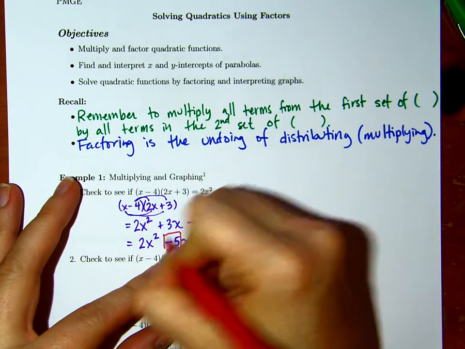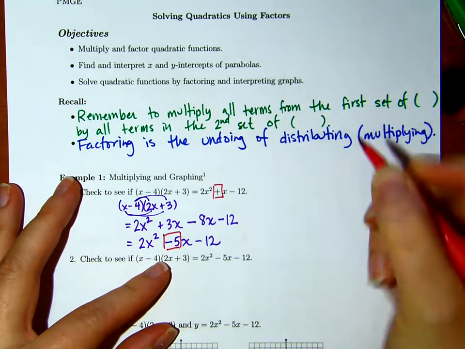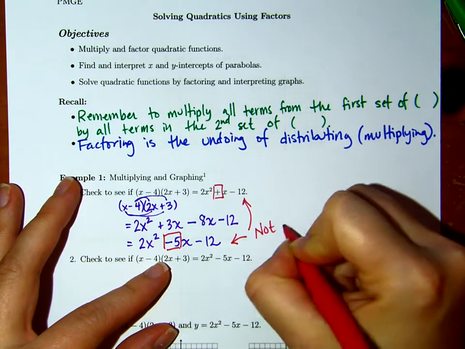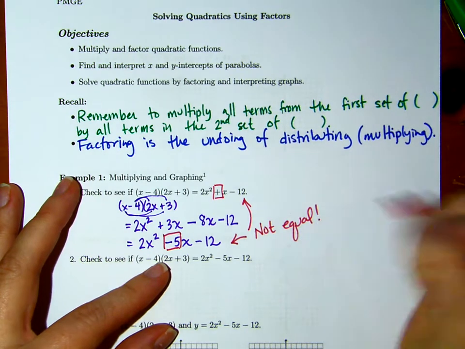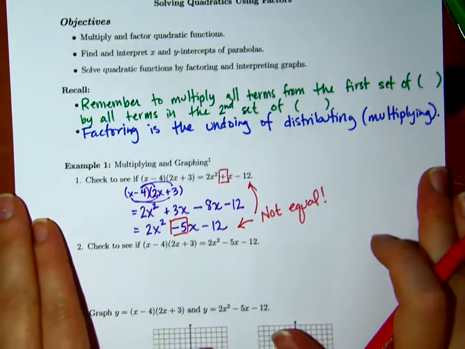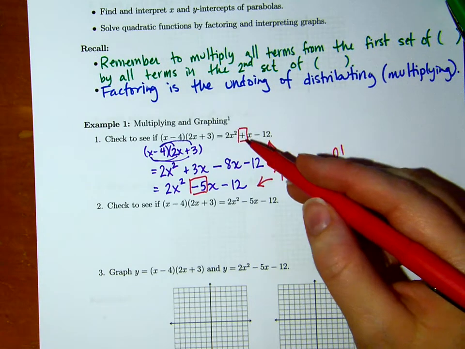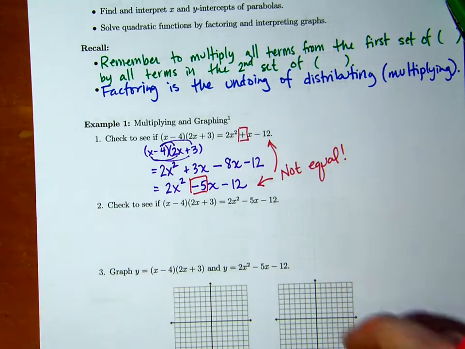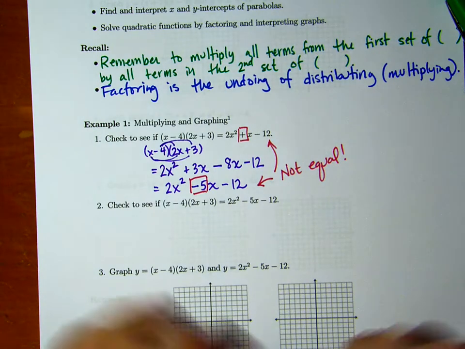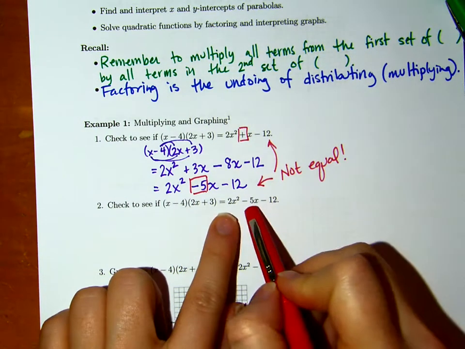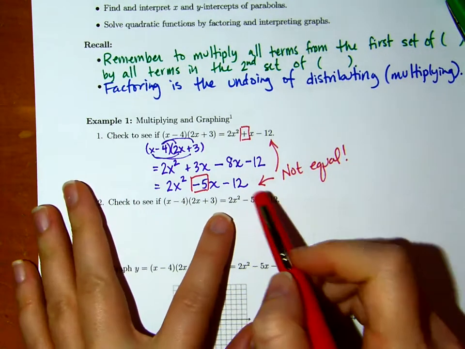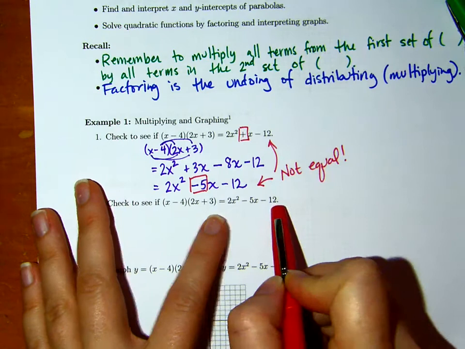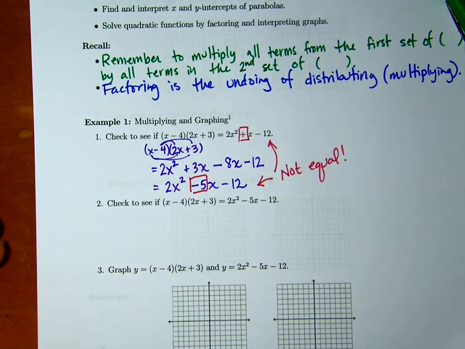Right here and right here. Not equal. They are not the same. So take a peek here, take a peek here. No. Okay, now it's been modified. So this general form of a quadratic has been modified to 2x squared minus 5x minus 12. Let's work it out.